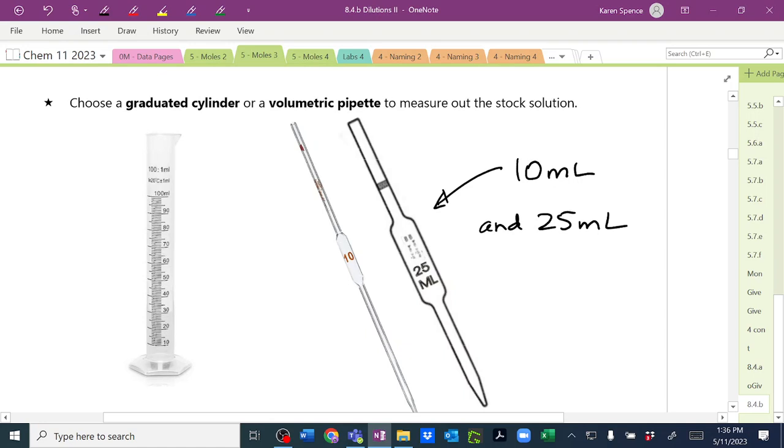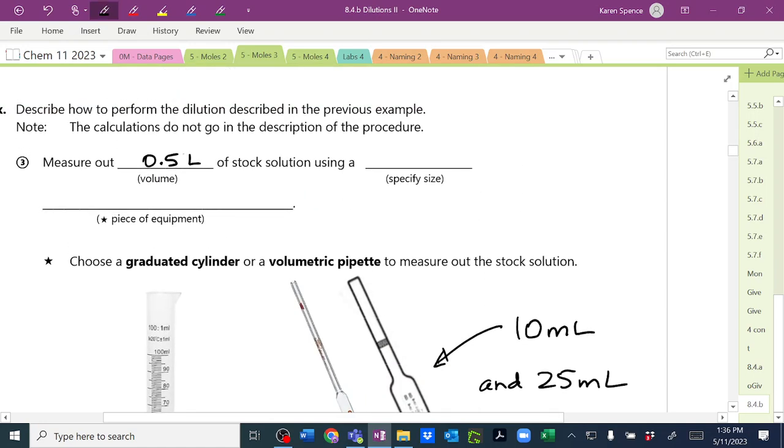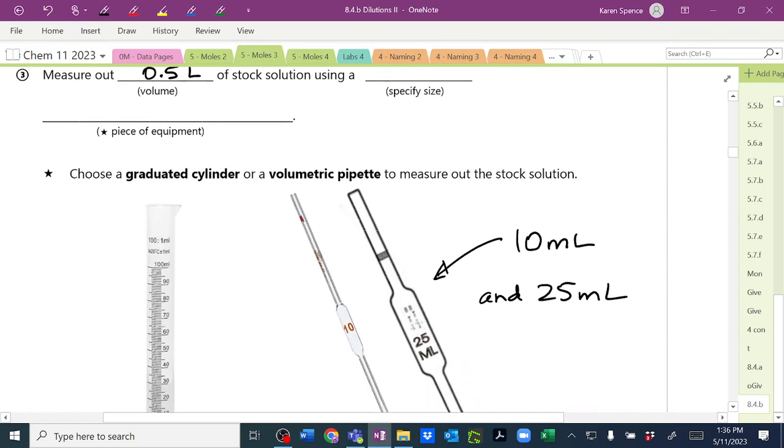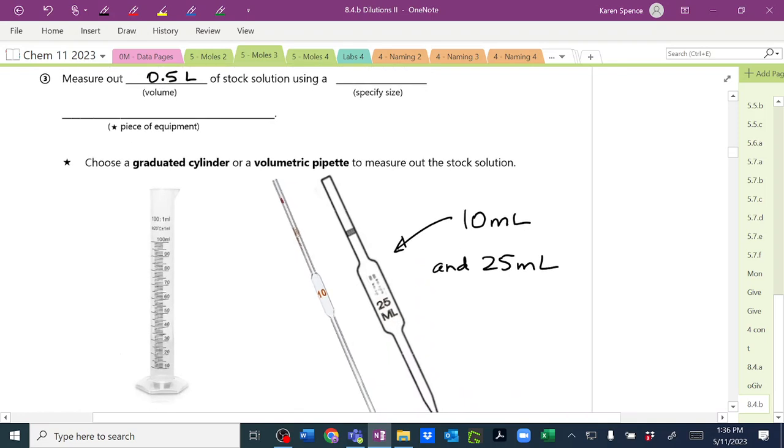So if we want to measure out 0.5 liters, what do you think we should use? Should we use a graduated cylinder or a volumetric pipette? We should use a graduated cylinder because we do not have a half-liter volumetric pipette. So we are going to use a graduated cylinder.